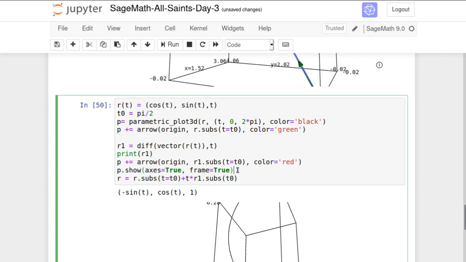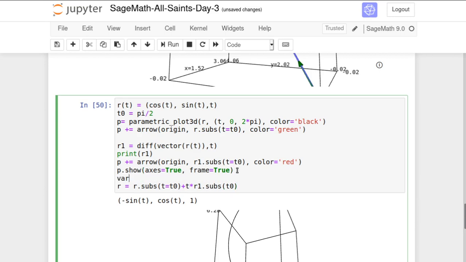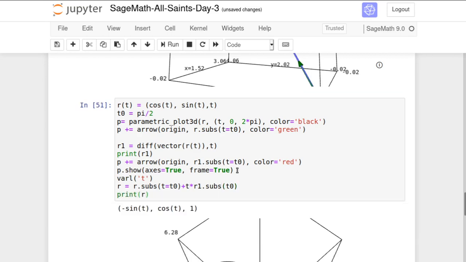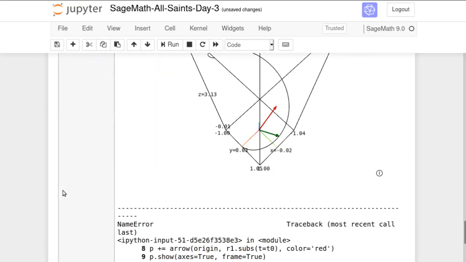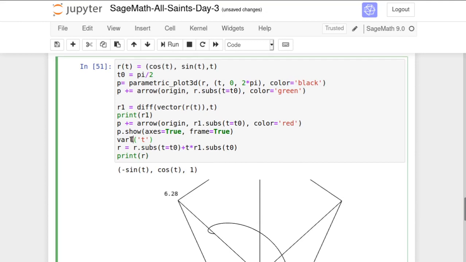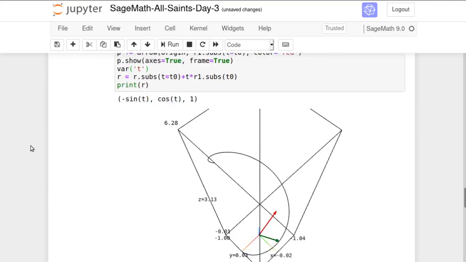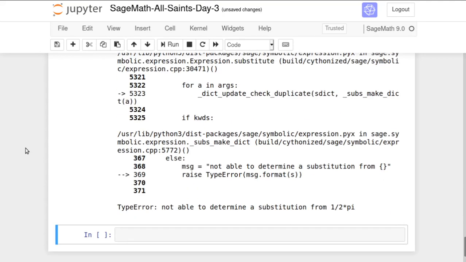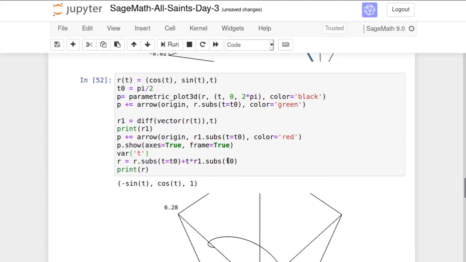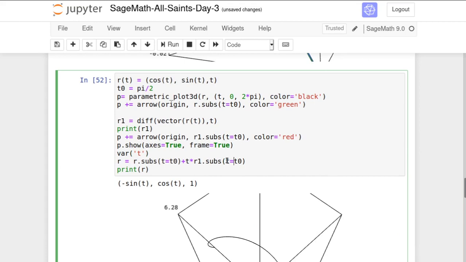Okay, but it is not asking. It may ask now what this t is. So you should declare t to be a variable. So if we give this r is equal to, okay, let us see what the output is. Print r. What is r printed? VAR L, sorry, that's not correct. VAR. Now what is the output? Not able to determine substitution from 1 by 2 pi. Substitute t equal to.